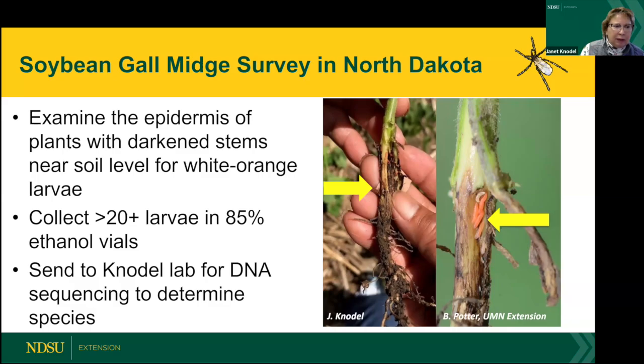If you find it, we need to preserve it in an ethanol vial or some sort of rubbing alcohol is fine. Put about 20 or more larvae in there if you can find them, and then send them in for DNA sequencing, because we use DNA to determine which species it is, because there's more than one midge in North Dakota, and they're very difficult to identify by physical characteristics.